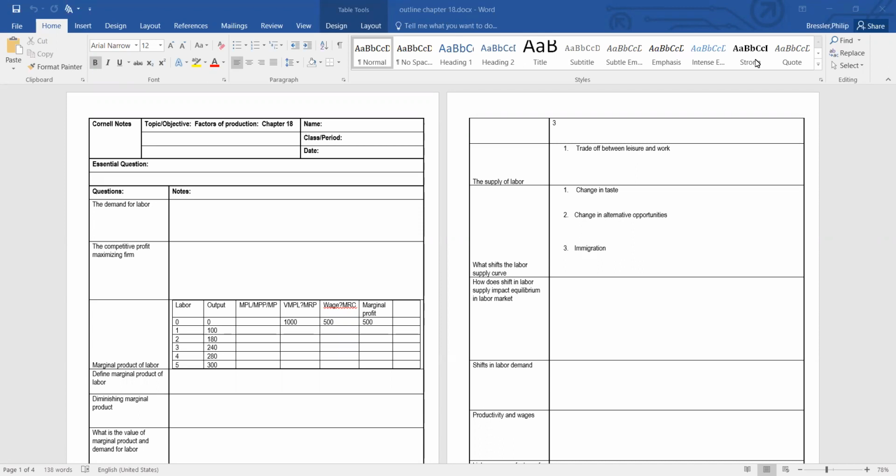The competitive profit maxima. So in perfect competition, MPL times P equals VMPL. Now, VMPL and MRP are the same, and MPL and MP are the same. Our textbook just happens to use MPL.